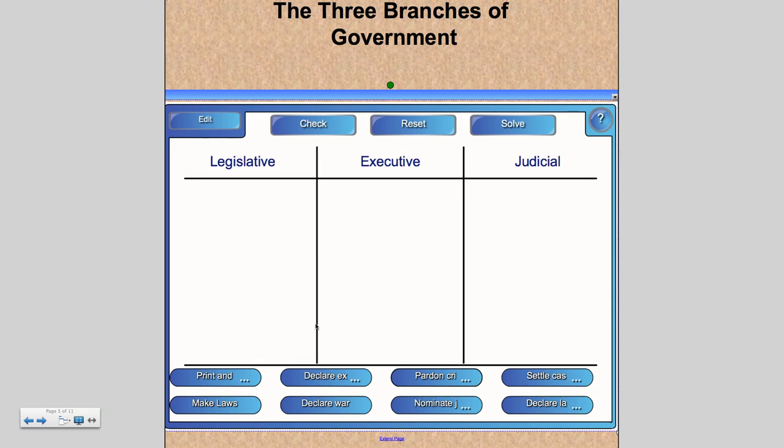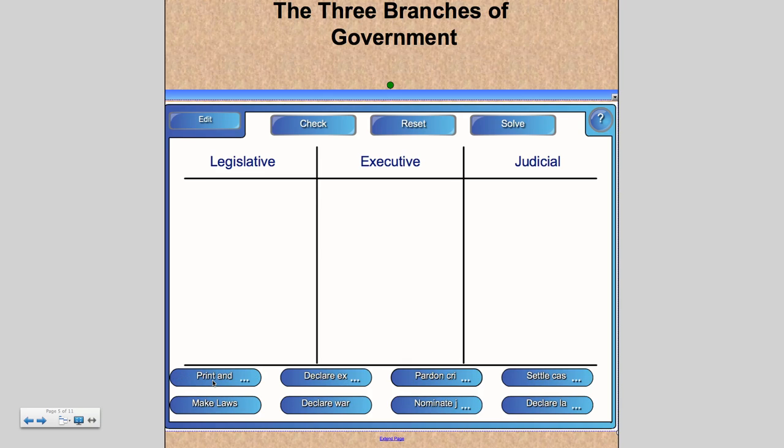Now we're going to be actually talking about the three branches of government. The legislative branch, which makes up the Congress, and that's the House of Representatives and the Senate. The executive branch, which is the president, the vice president, and their cabinet. And the judicial branch, which is the judges and the Supreme Court. So what you're going to do is click on these little blue things down here. If you can't read the whole thing, you click on it and it will scroll and tell you what it is. So the first one is print and borrow money.